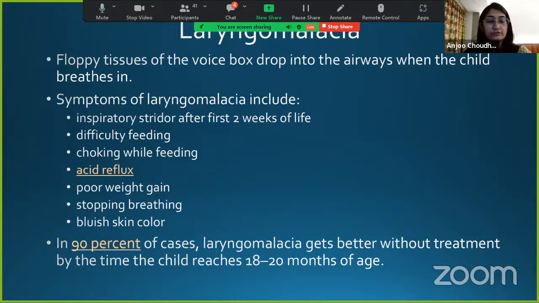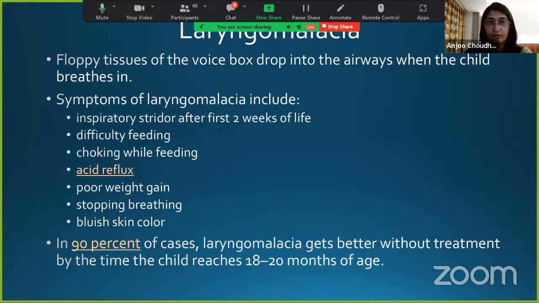So we have to notice all these histories: difficulty in feeding, choking episodes during feeding, acid reflux, poor weight gain, the child stops breathing during a feeding episode, and bluish skin color or cyanosis. These point towards laryngomalacia. As we all know, 90% of these cases would get better without treatment by 18-20 months of age. But who are these children who really need treatment?